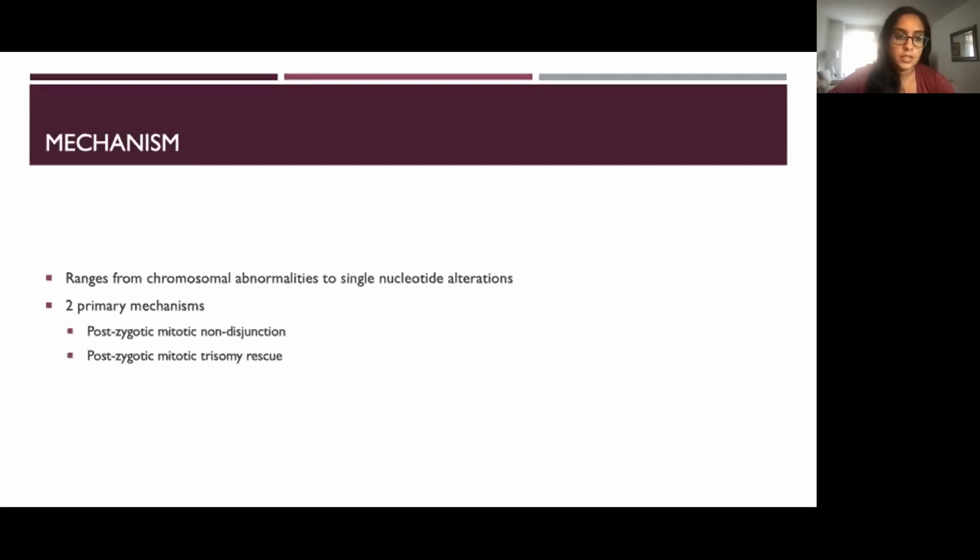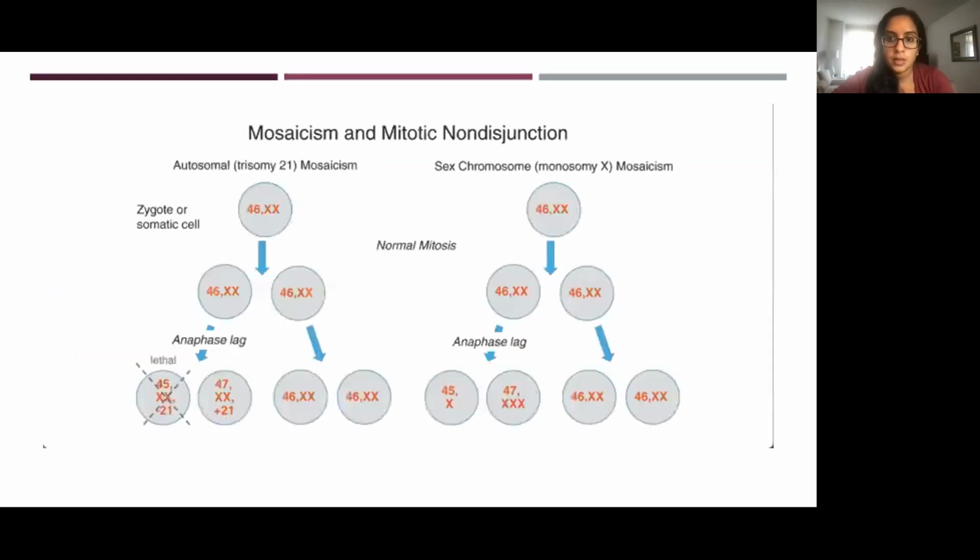The mechanism by which this occurs ranges from chromosomal abnormalities to single nucleotide alterations. There are 2 primary mechanisms. One is postzygotic mitotic non-disjunction, and the other is postzygotic mitotic trisomy rescue. So this is an example of mitotic non-disjunction, and this is when whole chromosome aneuploidy can arise from abnormal segregation of chromosomes during anaphase lag due to either mitosis or meiosis.